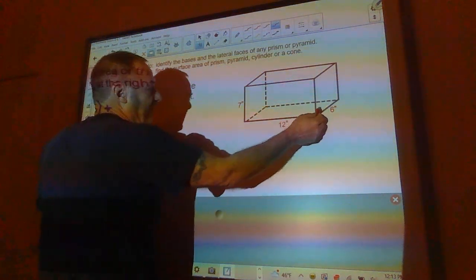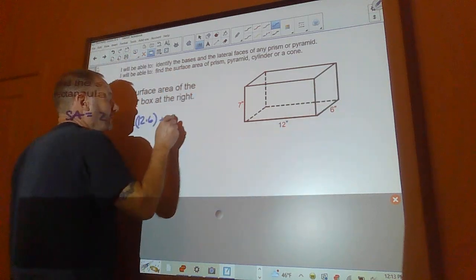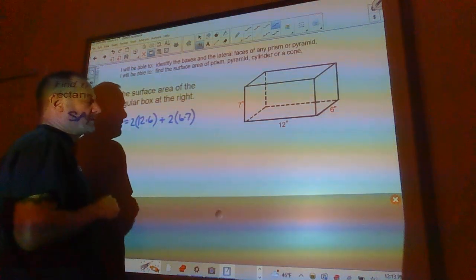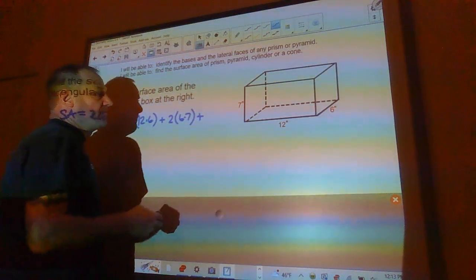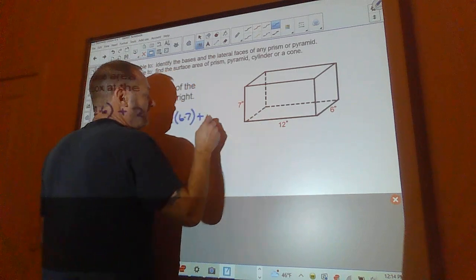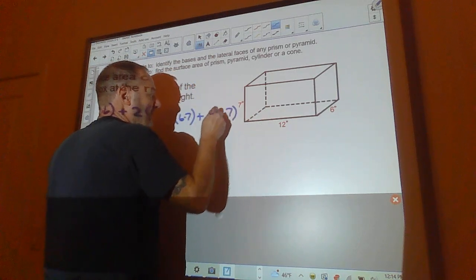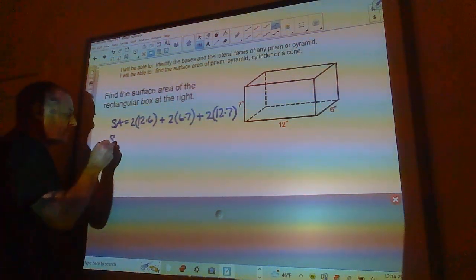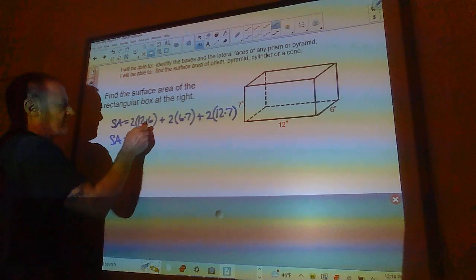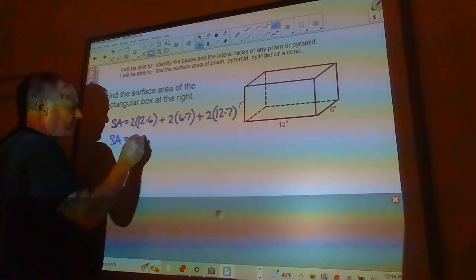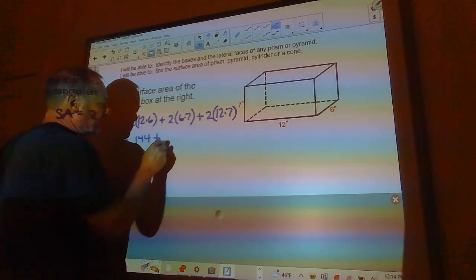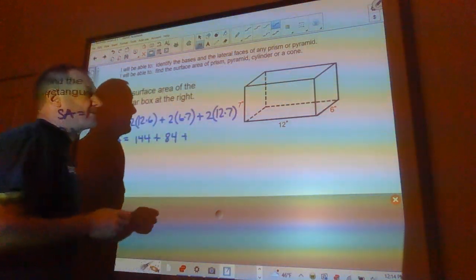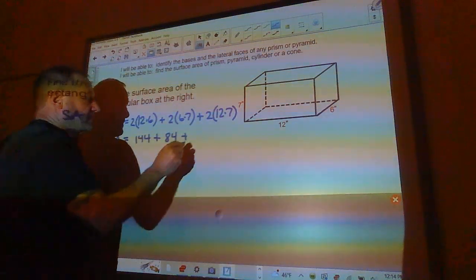Then we're going to add the right side, which is 6 by 7, so 6 times 7. The left side is the same, so we multiply that by 2. Then the front is going to be 12 by 7, and the back is identical, so we multiply that by 2. That's all 6 faces. So 72 times 2 is 144. 42 times 2 is 84. 12 times 7 is 84, times 2 is 168.